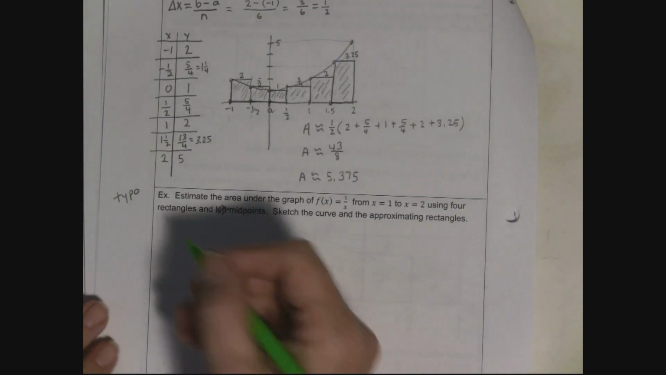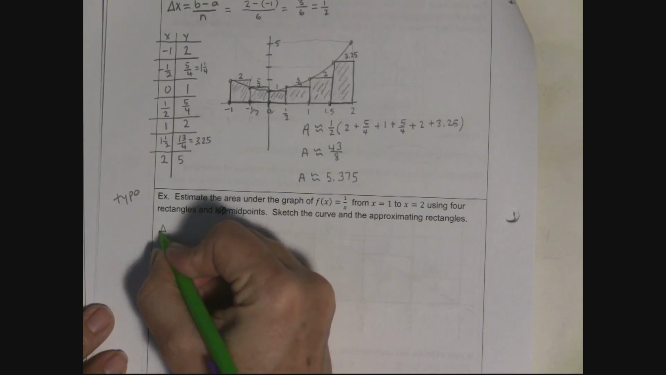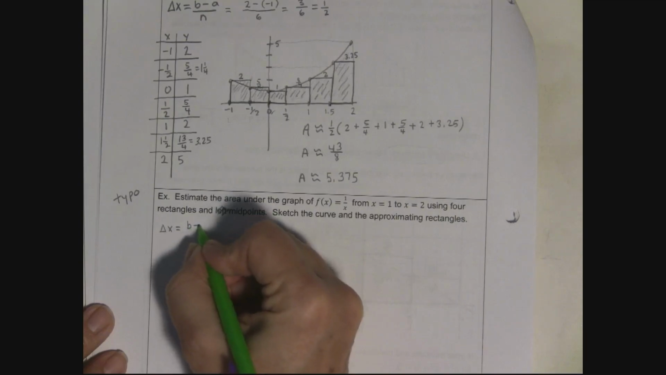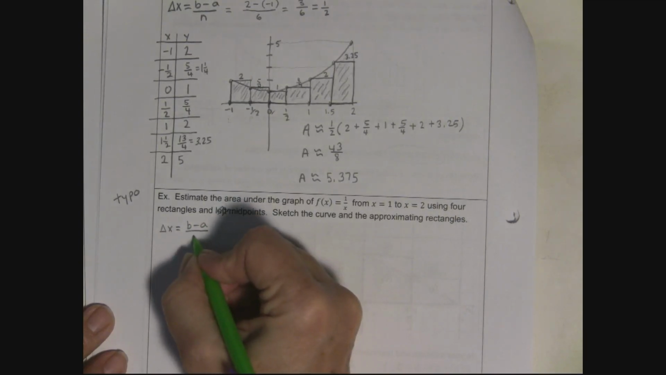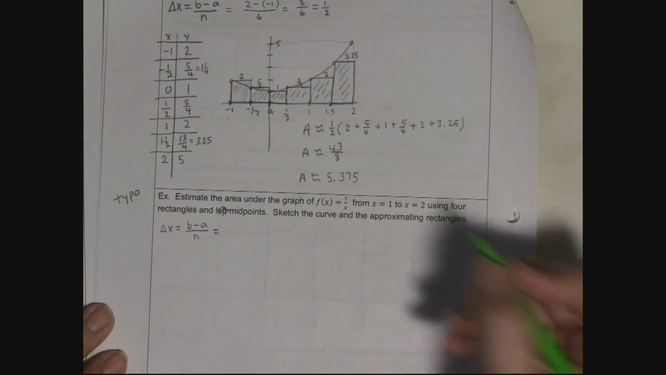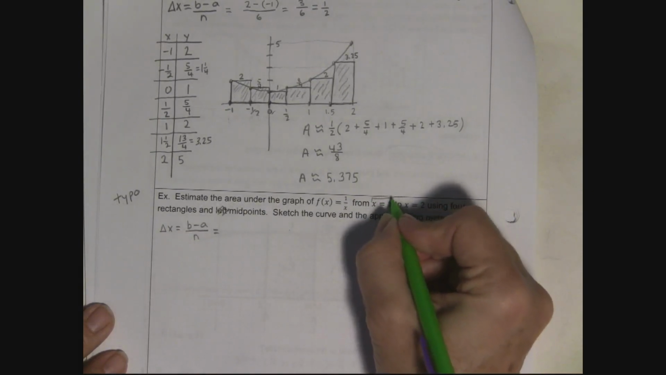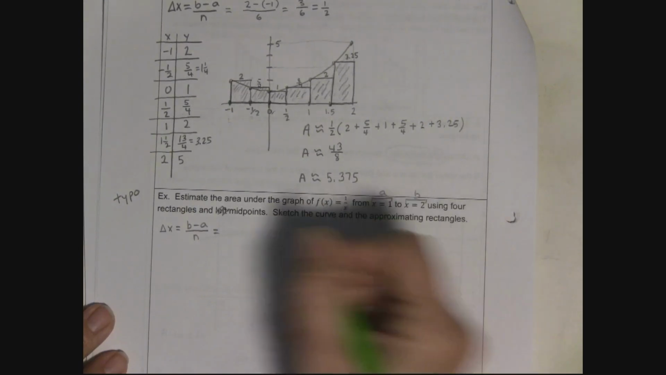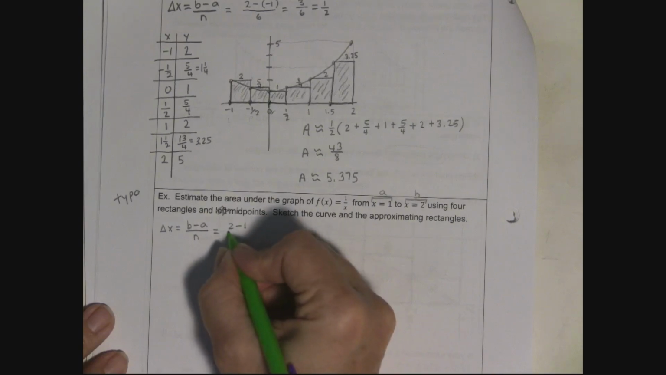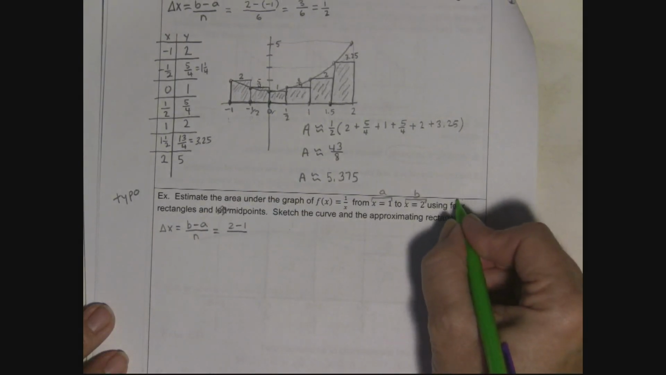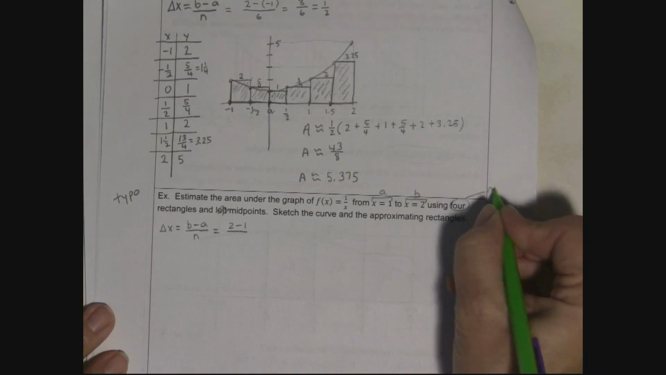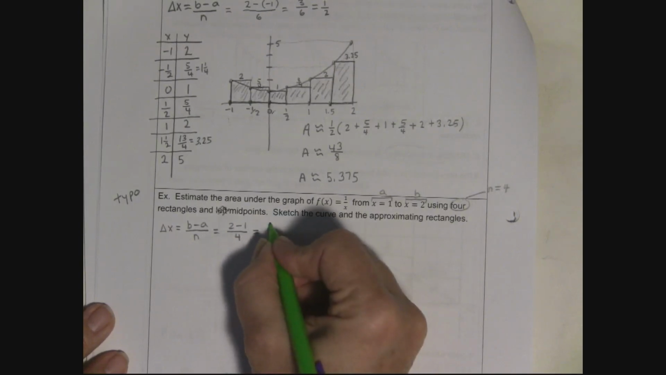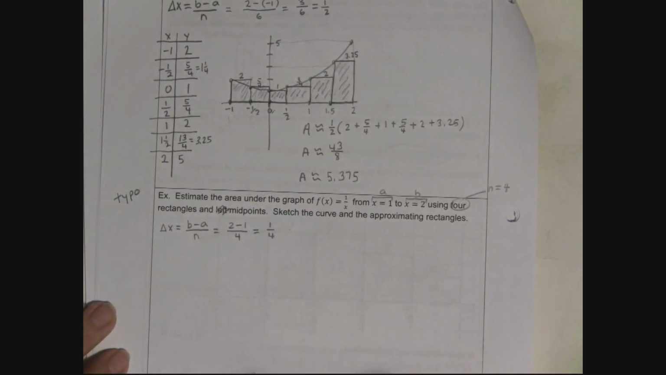Okay, so the first thing that I usually do when they want me to do that is I find the width of each rectangle, and there's a formula for it, b minus a divided by n. In this case, our a is 1, and our b is 2. 2 minus 1 divided by n. They said 4 rectangles, so they're saying that n is 4. So each rectangle is going to be 1/4 big, right?